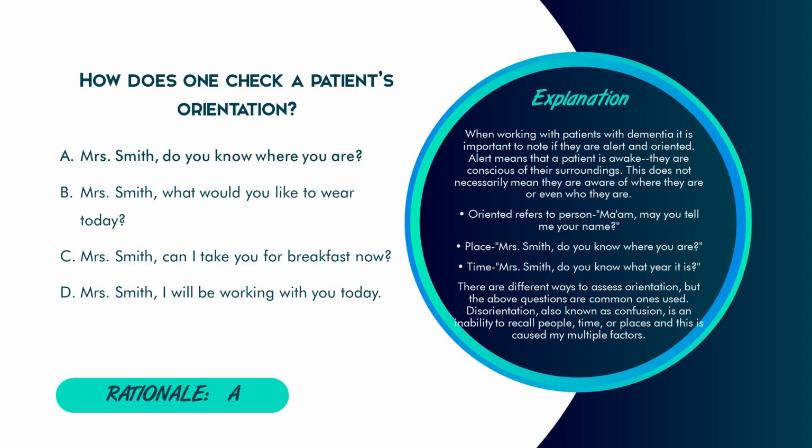Disorientation is what we know as confusion, is an inability to recall people, time, or places, and this is caused by multiple factors. Sometimes, guys, disorientation or confusion could be caused by moving to a new place. Maybe someone was in their home and now they moved to long-term care and they're very confused. That could happen. Or it could be a medication change. That could happen. Or it could just be a stressor. So there are different reasons for disorientation, which is why it's important for you as a PSW to check orientation. And if you see that there is a change from somebody who's always been alert and oriented, this is something that you would inform the nurse in a timely manner.